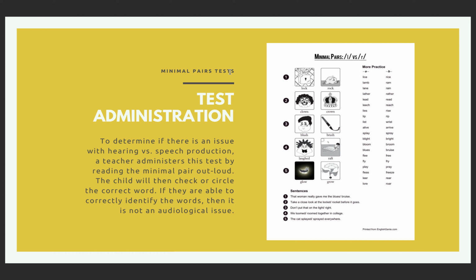So we have another example of what a test could possibly look like on the right. And so when administering the test, a clinician will go along this list of words on either side and pick one or the other and say that word out loud. It is then the child's responsibility to circle which one they thought they said. So for example, a clinician may start with the first one and say lice. And so then a child has to determine whether they heard the one sound or the other. And then they will circle which one they thought they heard.